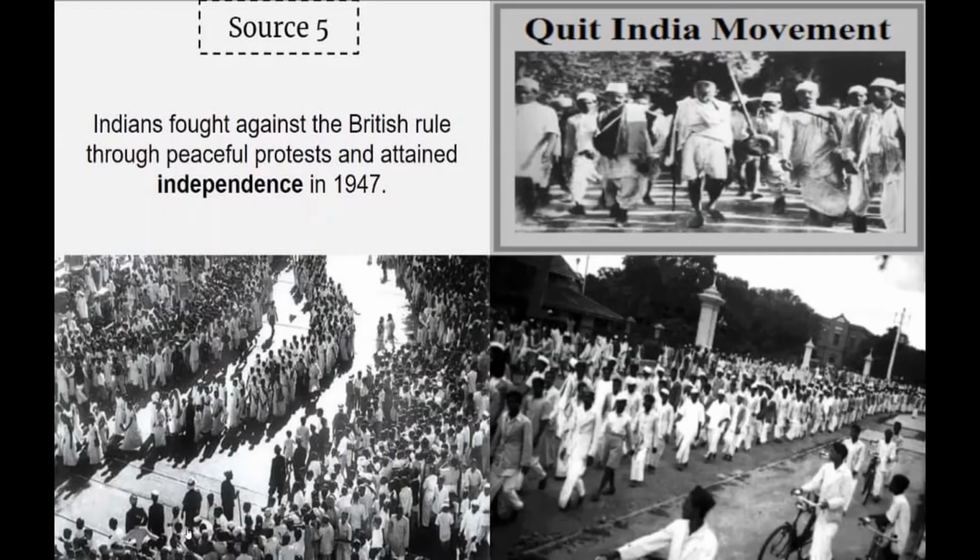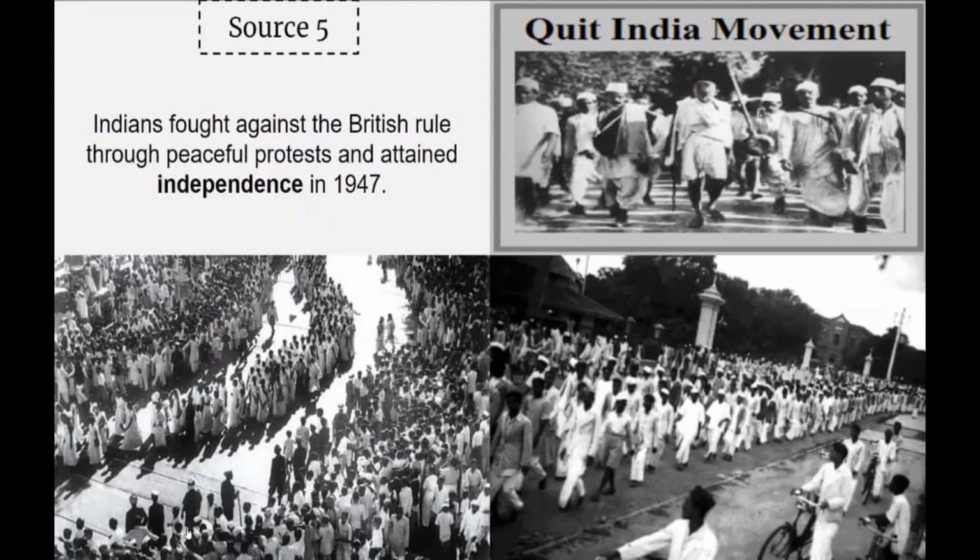Indians fought against the British rule through peaceful protest and attained independence in 1947. In this picture, you can see many people are protesting. We remembered the word protest from our previous objective. Protest का मतलब होता है to fight against something. But in India, ऐसा fight नहीं हुआ था where they are physically fighting. So there was peaceful protest. Peaceful protest means they took an oath that they will not fight anyone.